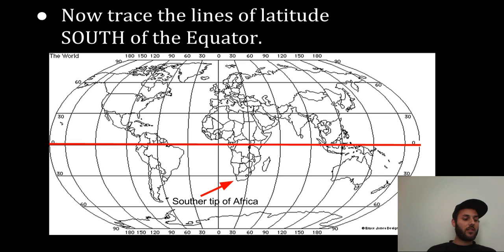Notice how lines of latitude only measure distances north or south of the equator, never east or west. There's no such thing as east or west latitude, only north and south latitude.